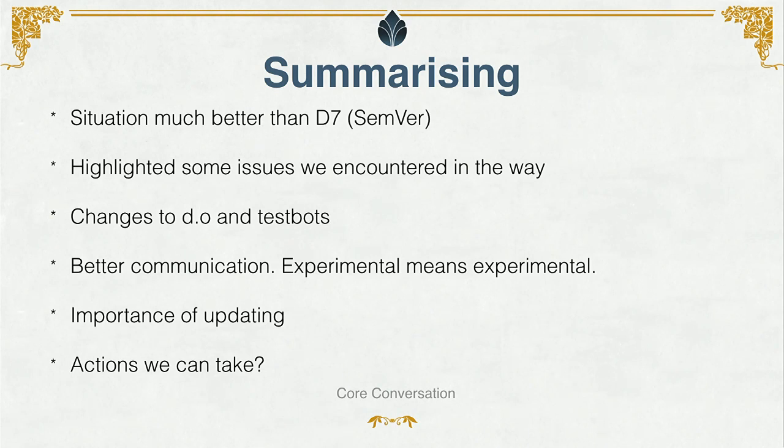One thing that we usually found is we need better communication. When people see something in code, they assume that it will work, and experimental means experimental. So in the case of content moderation, some clients were expecting that we work with them, and we didn't support them yet. Another point is the importance of updating to the latest releases. Most of these problems wouldn't happen if every client were using the latest release of every module and core. But in the end, they are usually slower to catch up.